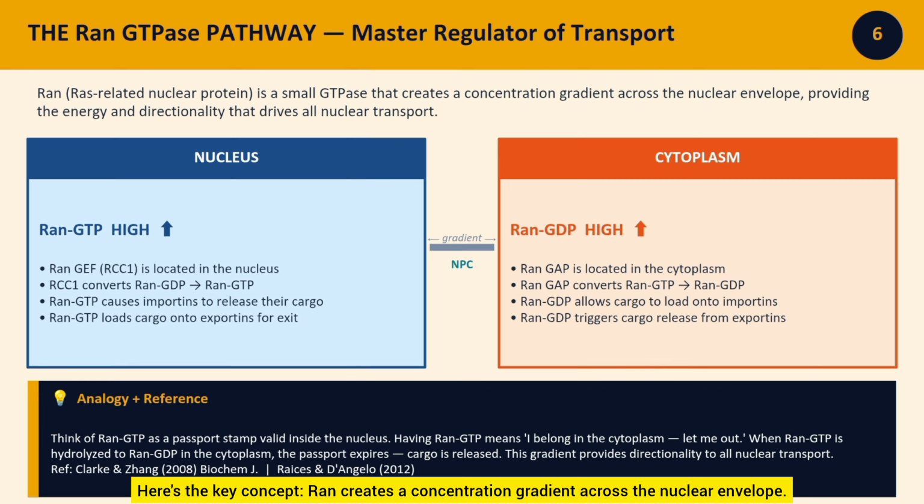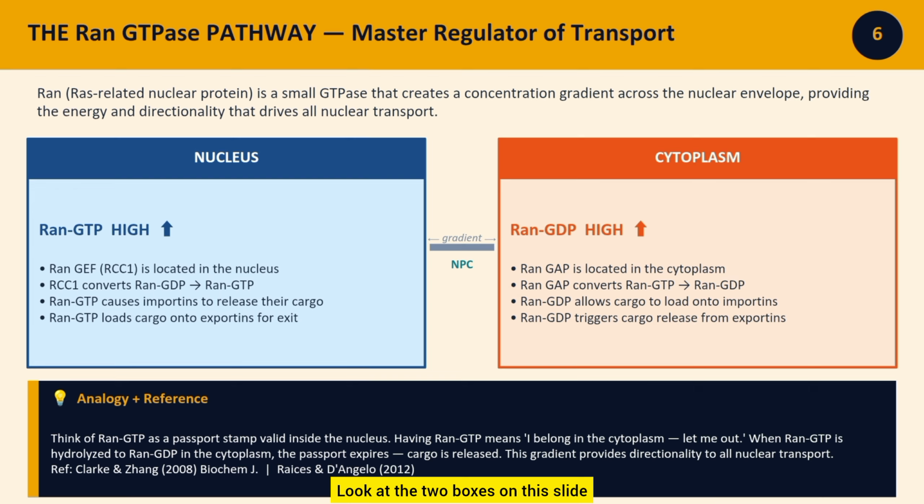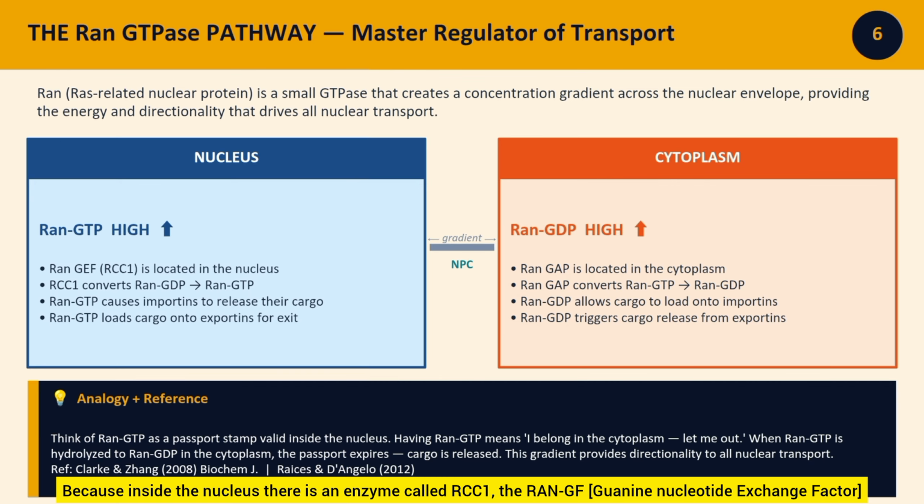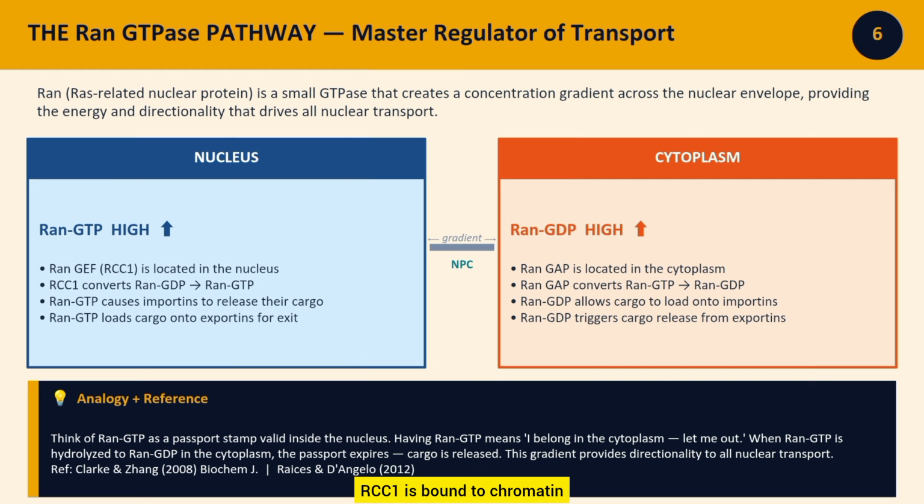Here's the key concept. RAN creates a concentration gradient across the nuclear envelope. Look at the 2 boxes on this slide. Inside the nucleus, RAN is predominantly in the GTP-bound form. RAN-GTP is high. Why? Because inside the nucleus there is an enzyme called RCC1, the RAN-GEF, guanine nucleotide exchange factor. RCC1 is bound to chromatin and constantly converts RAN-GDP into RAN-GTP inside the nucleus.